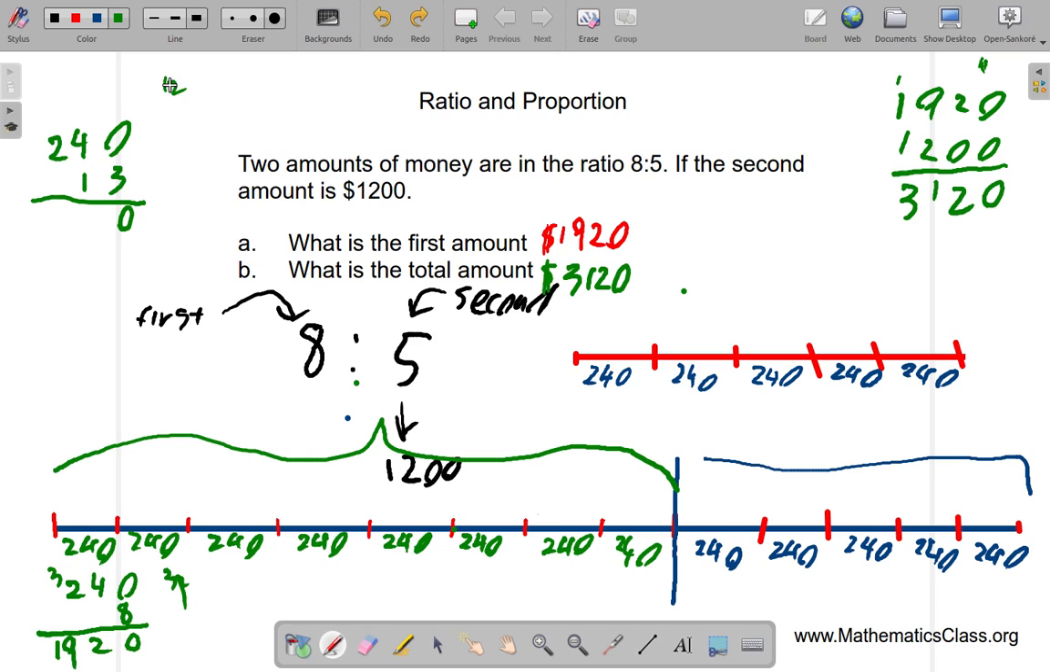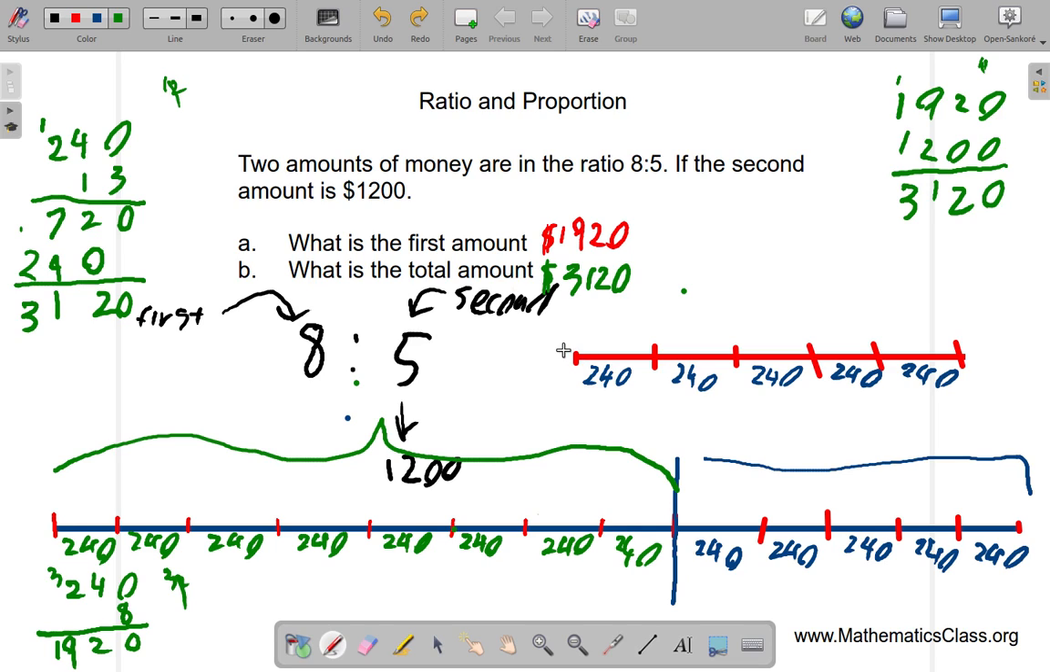3 times 0 is 0, 3 times 4 is 12, bring down the 2, carry 1, 3 times 2 is 6 and 1, 7. Alright? And if you review multiplication of large numbers, you notice I put the 0 here because it's really 10 by 0 you're talking about. It's the tens column, ones, tens. 0, then 4 and 7 is 11, bring down the 1, carry 1, 2 and 1, 3. So again, you have $3,120.